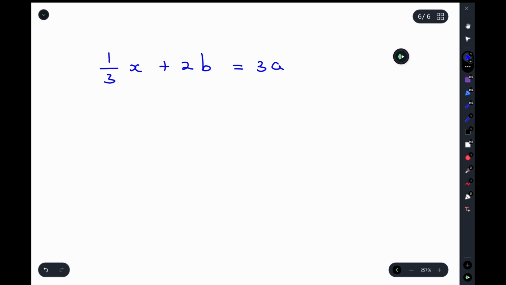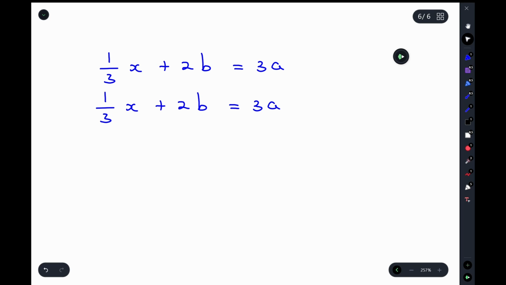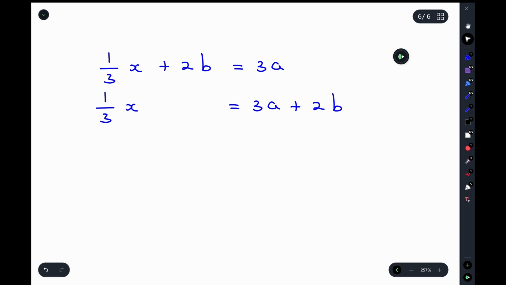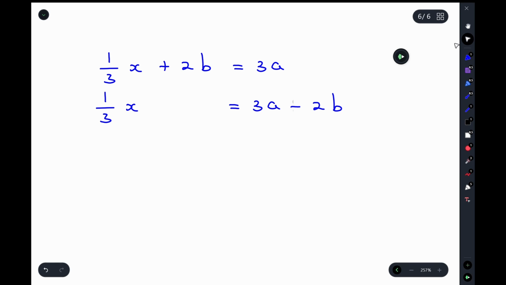So 3a is already on the other side of the equation. What I want to move is the 2b. This does not contain x. So I'm going to move that in the next step. When we move 2b to the other side, it'll become minus 2b. Yeah? And now we have 1/3 x is equal to 3a minus 2b.